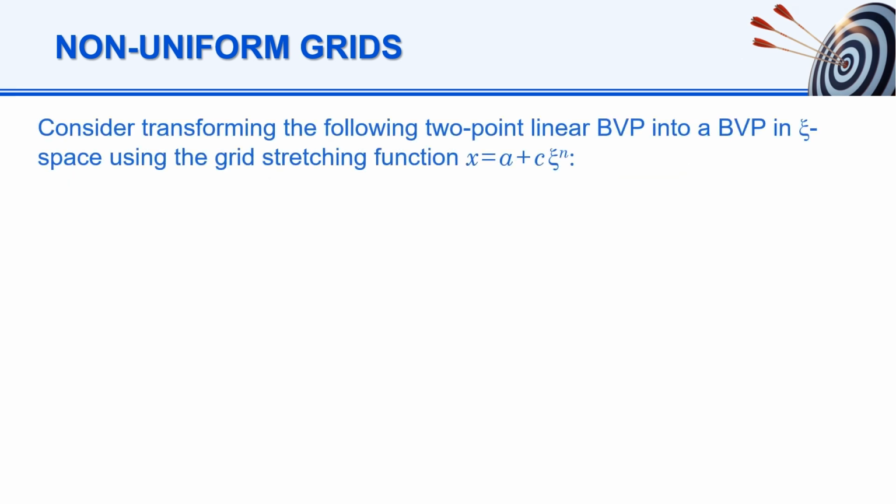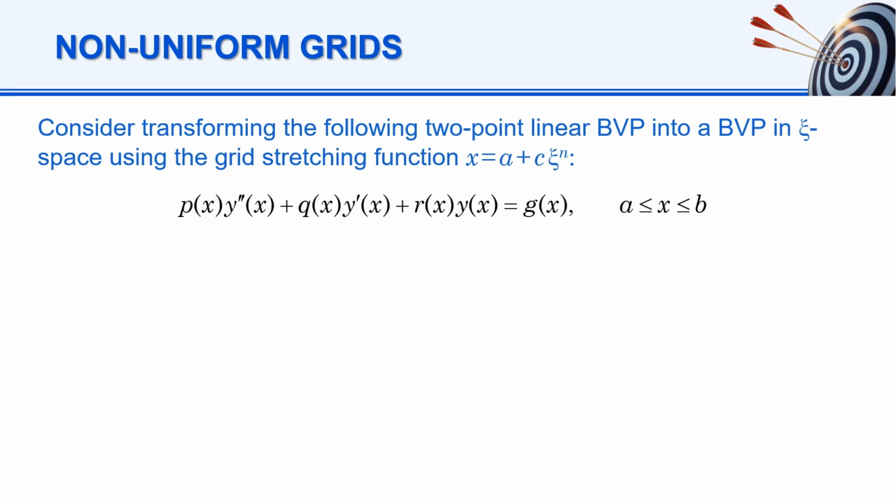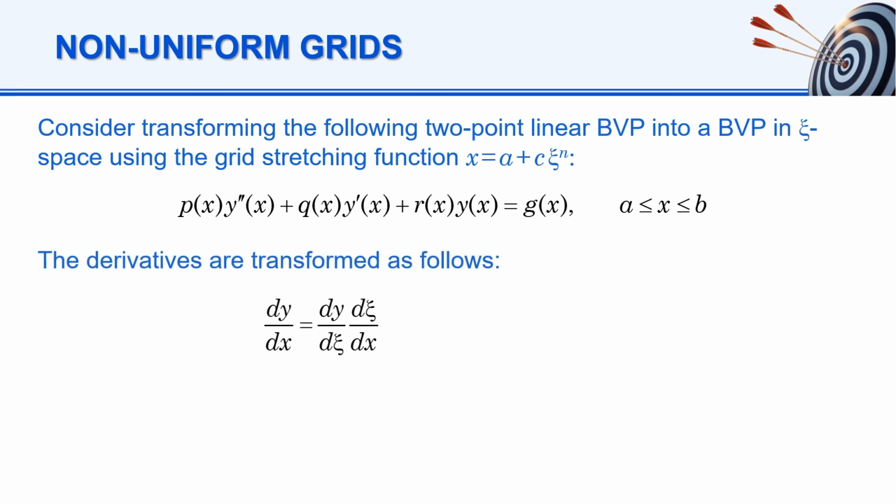Consider transforming the following two-point linear boundary value problem into a boundary value problem in Xi space using the grid stretching function x = a + cξ^n. The first and second derivatives are transformed to the ones in Xi space using the chain rule as follows.